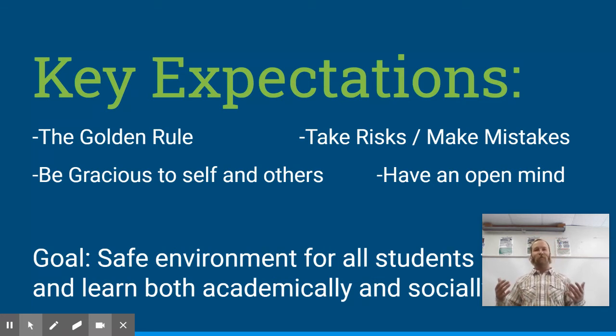We make that a really safe space for that to happen. Accordingly, along with that, we have to be gracious to ourselves and others. I think that that's really key. We all have areas of expertise and areas of room to grow. And so, allowing ourselves to make those mistakes and be gracious to ourselves, first and foremost, and then we can pass that on to others in our class.